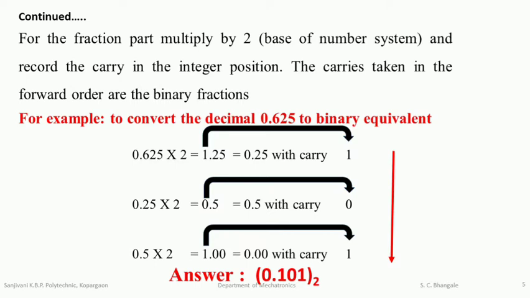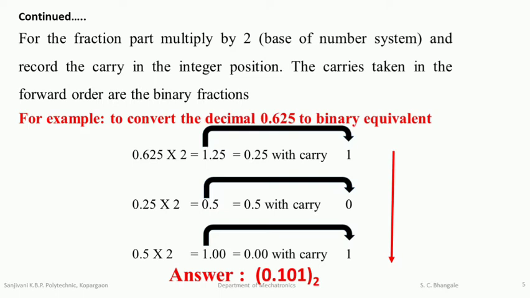We have to repeat the procedure till we get the fractional part as 0. So if we multiply 0.25 by 2, the product will come 0.5. So this integer part will transfer as a carry, and the fractional part 0.5 we have to multiply again by 2. So 0.5 times 2, the product will come 1.00. Consider this integer part as a carry, and this time we have to stop here because the fractional part is 0.